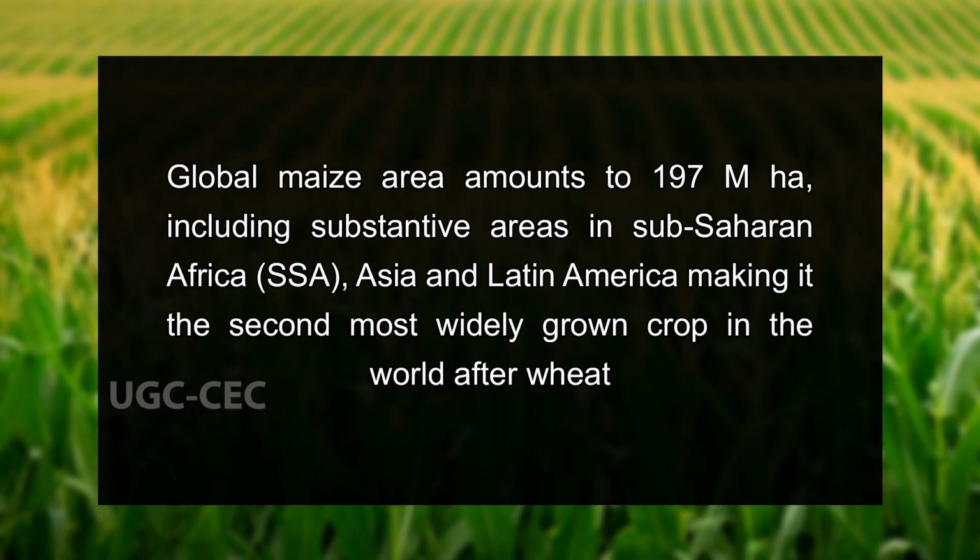Globally, it is cultivated on more than 160 million hectare area across 166 countries, having wider diversity of soil, climate, biodiversity, and management practices. The global maize area amounts to 197 million hectares, including substantive areas in sub-Saharan Africa, Asia, and Latin America, making it the second most widely grown crop in the world after wheat. It is an established and important human food crop in a number of countries, especially in sub-Saharan Africa, Latin America, and a few countries in Asia, where maize consumed as human food contributes over 20% of food calories.